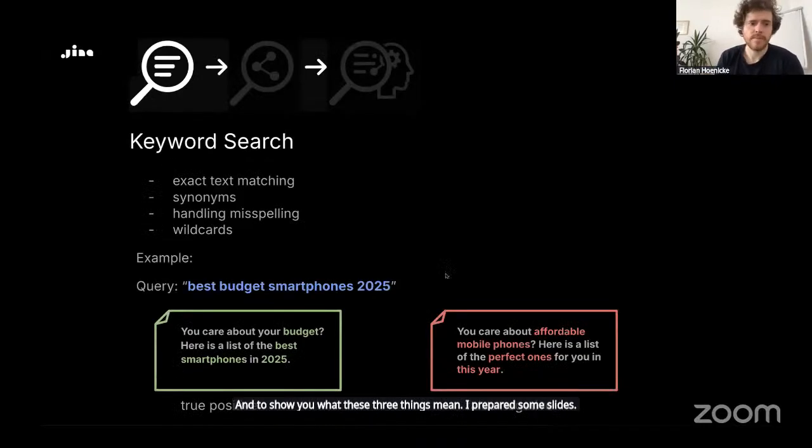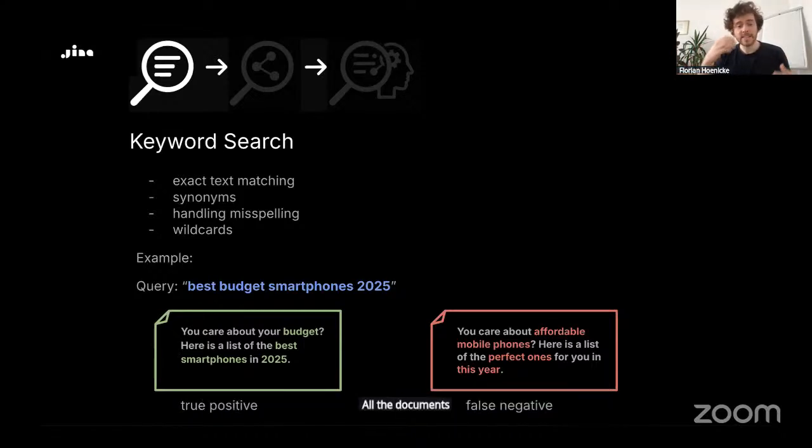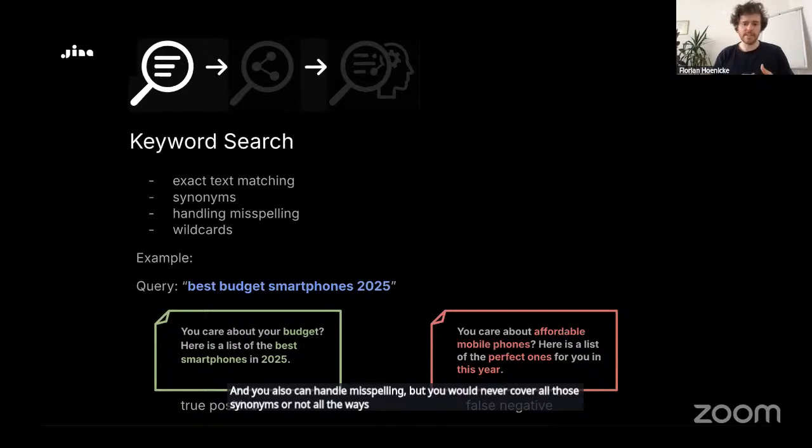Here you can see a typical keyword search, where you have exact text matching. Maybe you cover some synonyms. You have a search query, and for the documents in your database, you try to find all the documents where there is an exact text overlap, exact word matching. You can use even some synonyms to make this set of possible documents larger. You also can handle misspelling, but you would never cover all the synonyms or all the ways the user could type something incorrectly.